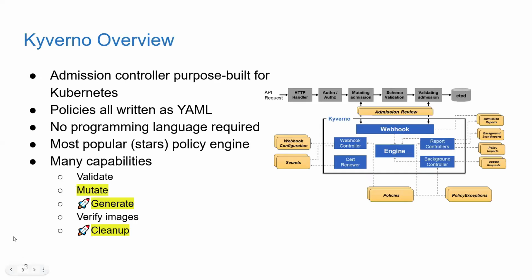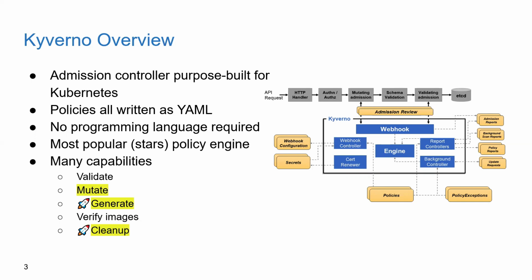So for a brief overview of Kyverno, for those not familiar, Kyverno is an admission controller that's purpose-built for Kubernetes. It is not a general purpose admission controller. Because it's purpose-built for Kubernetes, all policies are written as standard YAML, which means that no programming language is required to implement policies, either use of a programming language or even knowledge of a programming language. You get to recycle the existing skills and knowledge you have with Kubernetes to write policy that can accomplish a variety of use cases. It's also the most popular policy engine for Kubernetes.